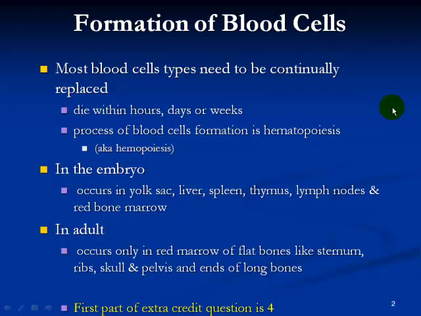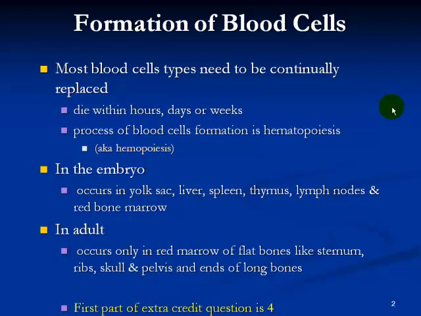Okay. Formation of blood cells. Most blood cells need to be continually replaced. That's because they die within hours or a few days or some of them a few weeks. The process of blood cell formation is called hematopoiesis. It's also known as hemopoiesis, but we're going to use the term hematopoiesis. And it occurs in the embryo, before you are born. It occurs in the yolk sac, the liver, the spleen, the thymus, the lymph nodes, and the red bone marrow. So it's quite a few places that it occurs.